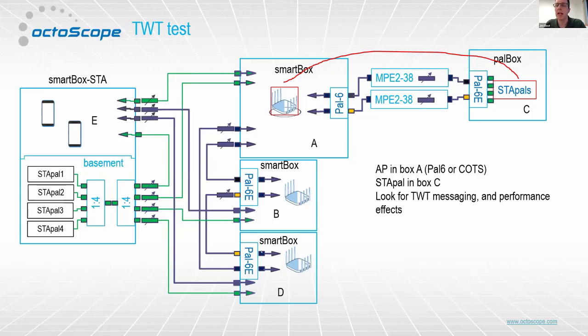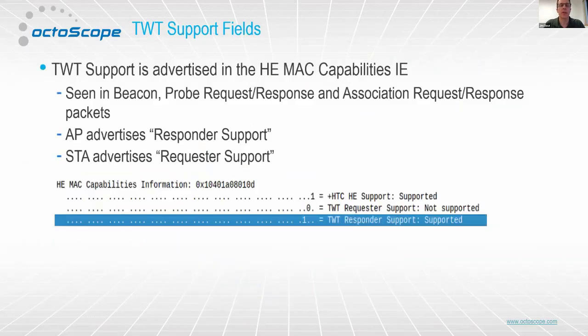So we have a Linux-based station there we're using as a sniffer, and a Windows-based station will be our TWT client. And we'll be running traffic from an Ethernet interface in box A through the AP located there. The first thing that we want to check is to find out about devices that support TWT.